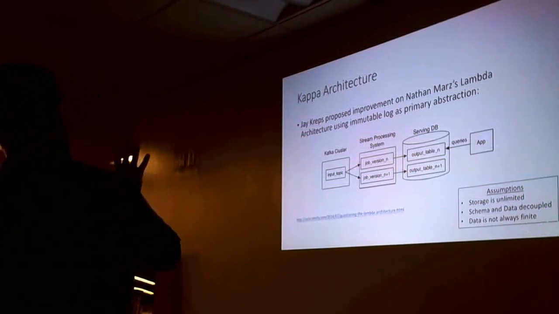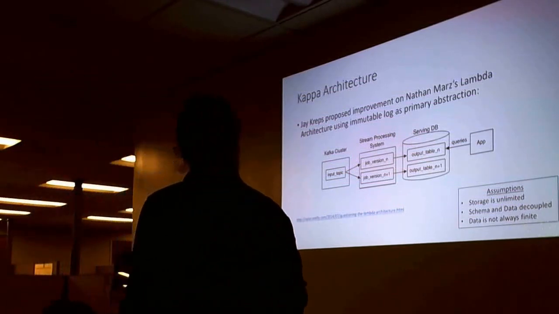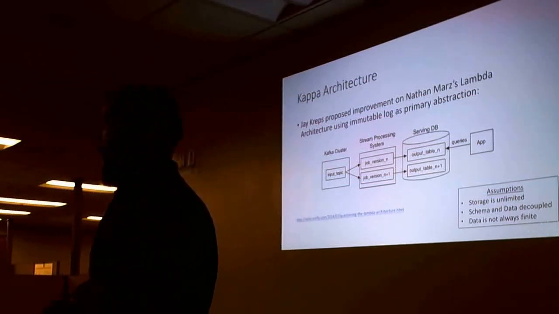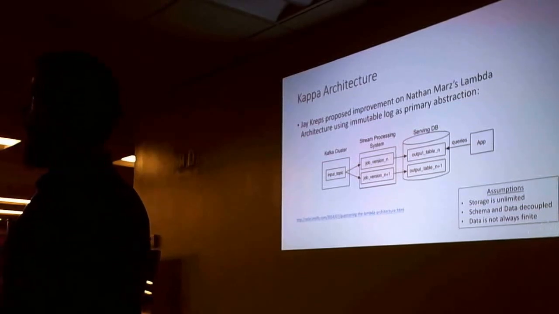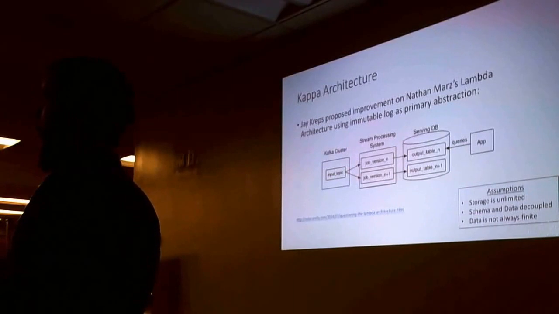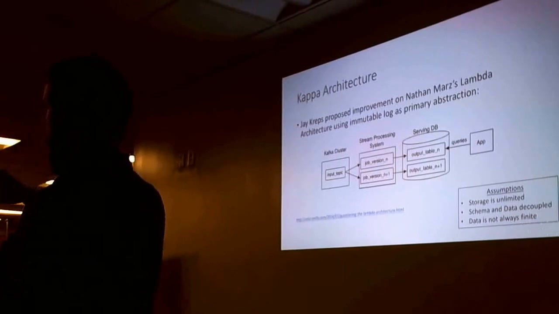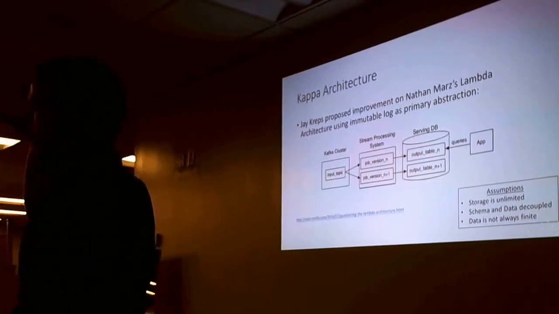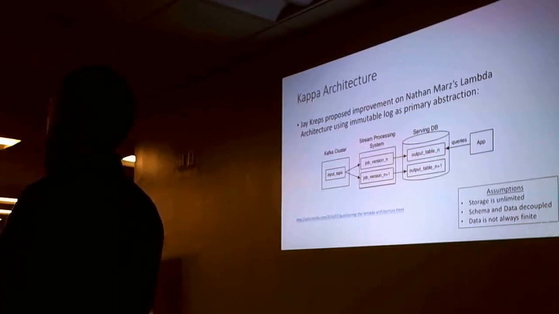So the original paper was Krebs proposing an improvement on Nathan Marz's Lambda architecture. For those that aren't familiar, the Lambda architecture was trying to grapple with the fact that, like I said, we have batch jobs and we have streaming jobs. So how do we handle this? His notion was you send the data through two streams, and you have your batch processing engine and your stream processing engine, and they both process the data at different times, right?